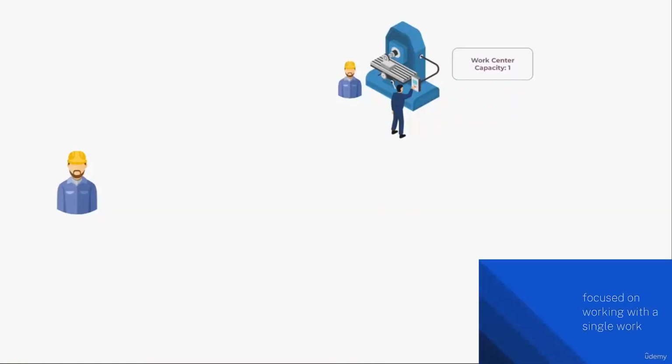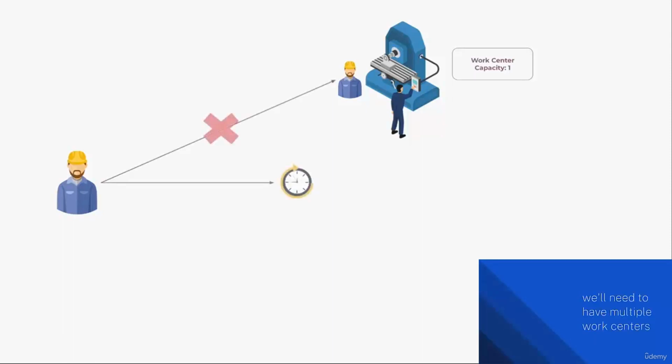Odooers, until now, we've been focused on working with a single work center. For manufacturing operations, however, if we want to scale our production capacity, we'll need to have multiple work centers in use at the same time.